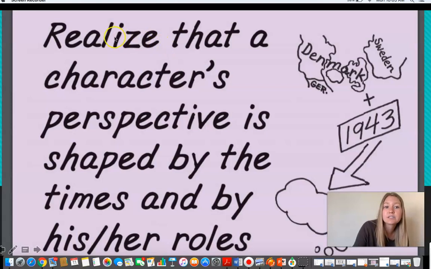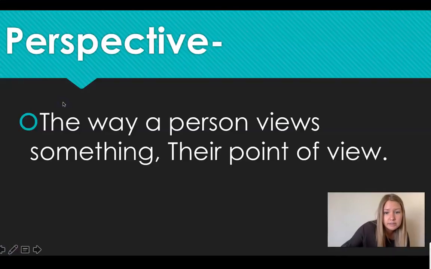Our goal today is to realize that a character's perspective is shaped by the times and his or her roles. There's a really important word in this sticky note, and that is perspective. Perspective is the way that a person views something. It's their point of view. So the way that you see something is your perspective.